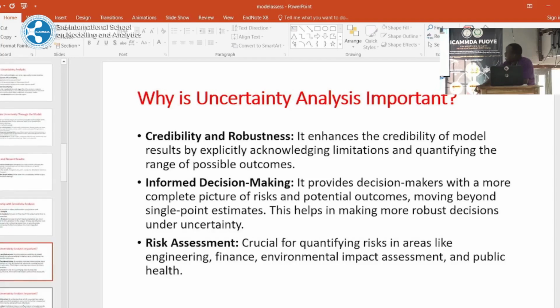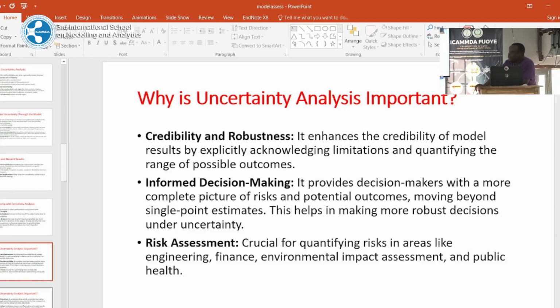Why is uncertainty analysis important? One, credibility and robustness. It enhances the credibility of model results by explicitly acknowledging limitations and quantifying the range of possible outcomes.